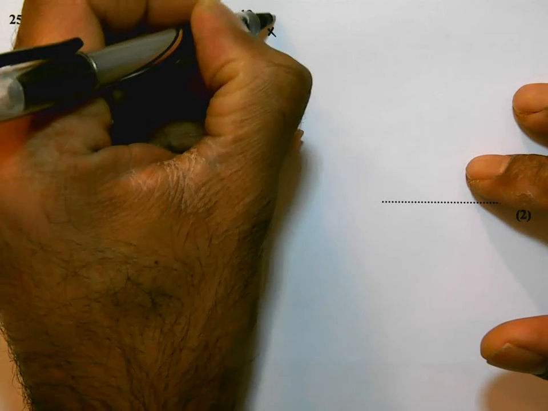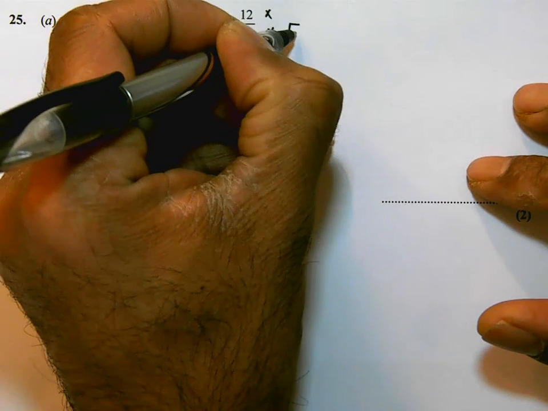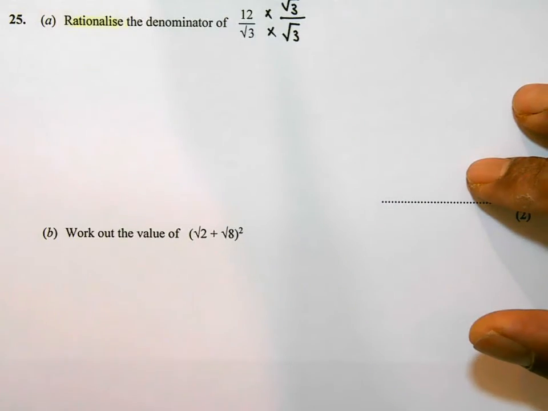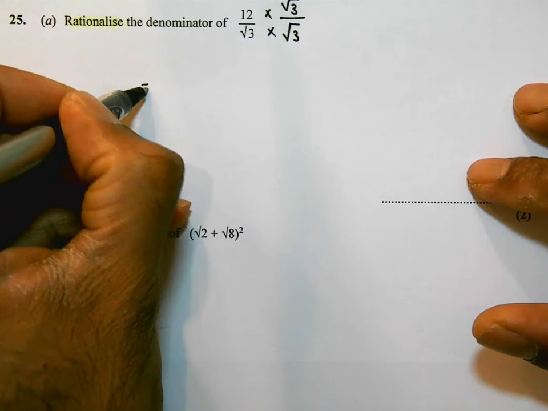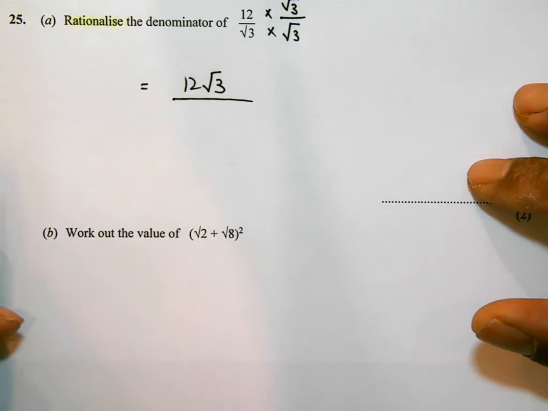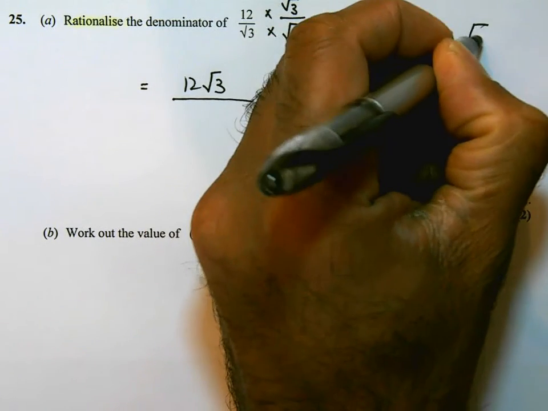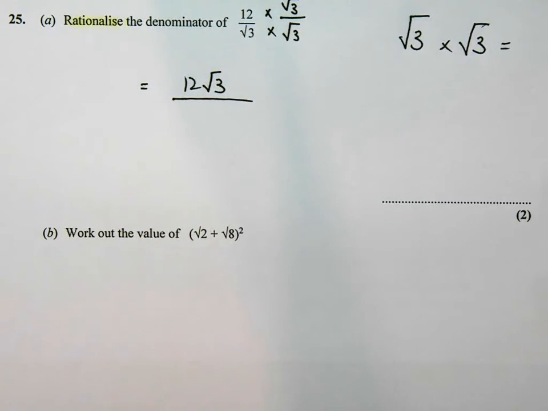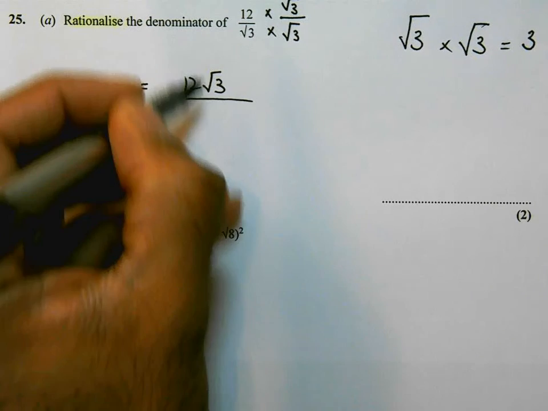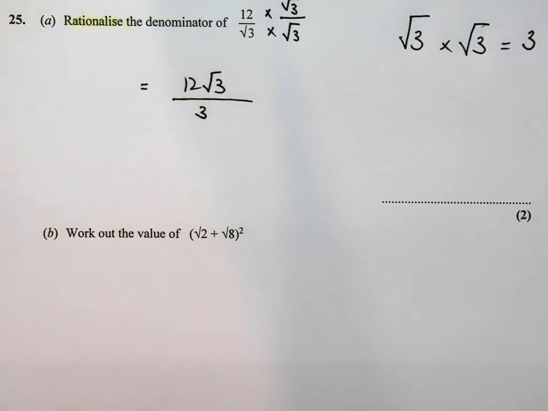You have to times the top and bottom by that root itself. So I'm going to times the top and bottom by root 3. Okay, so I'm going to have 12 times root 3 is 12 root 3. Root 3 times root 3, that's going to give you just plain ordinary 3, and that's a maths fact that you need to know. So the denominator, root 3 times root 3, is just going to be 3.